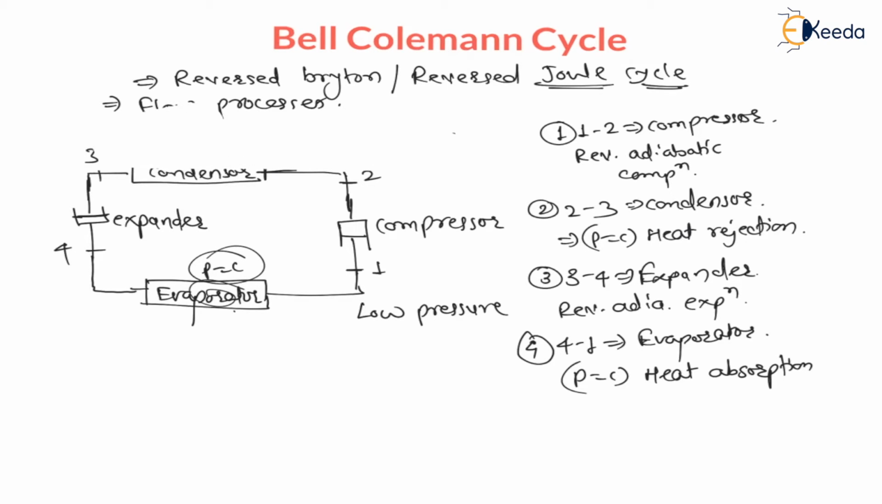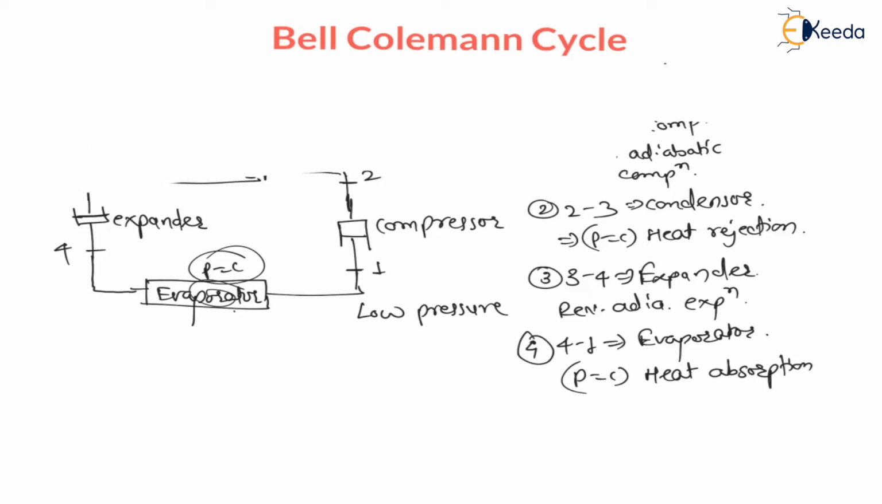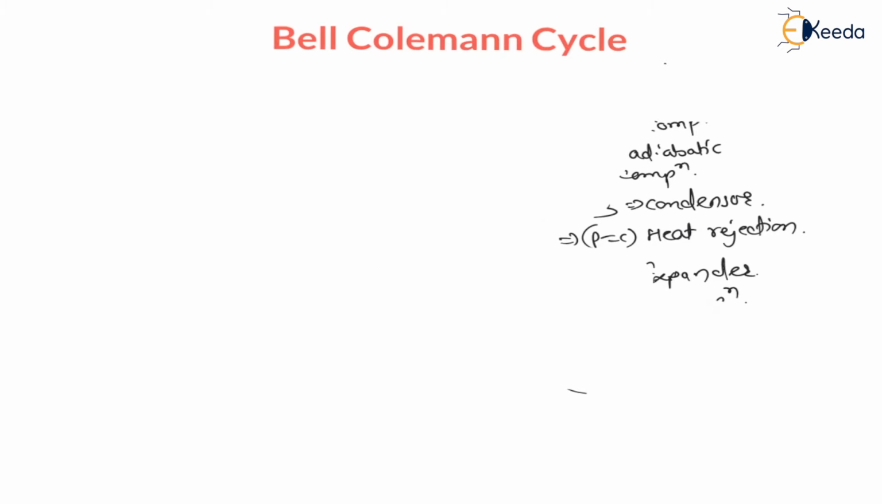So for these various flow processes, let us draw the PV and TS diagrams for a Bell-Coleman cycle. Now we know the processes. Let us draw the PV, pressure versus volume diagram, and second, the temperature versus entropy diagram.